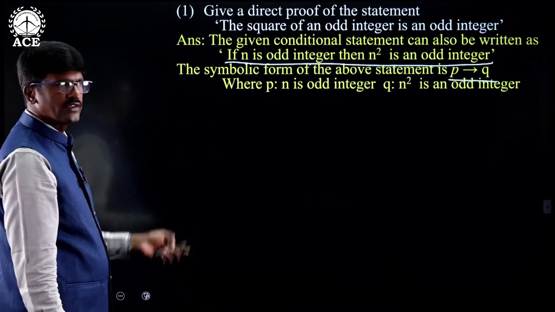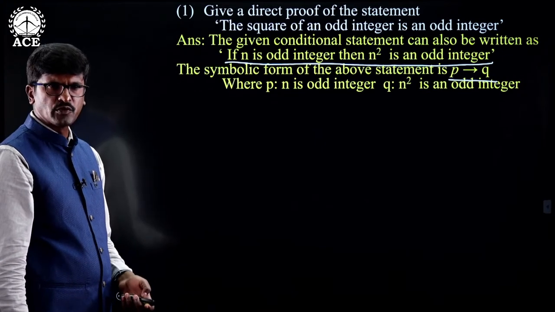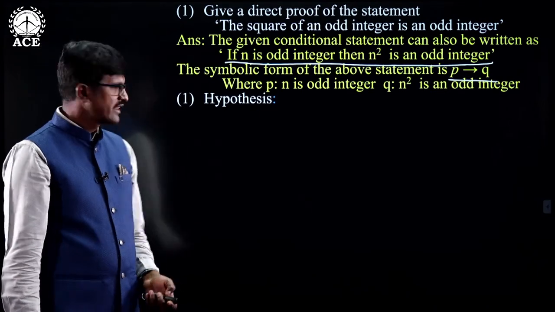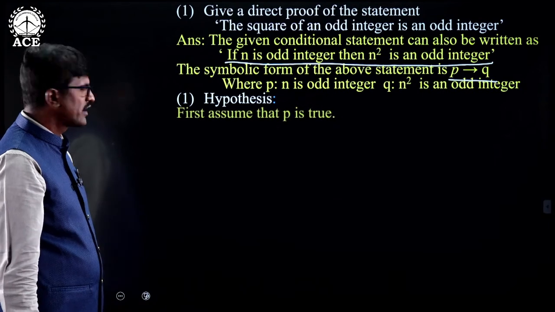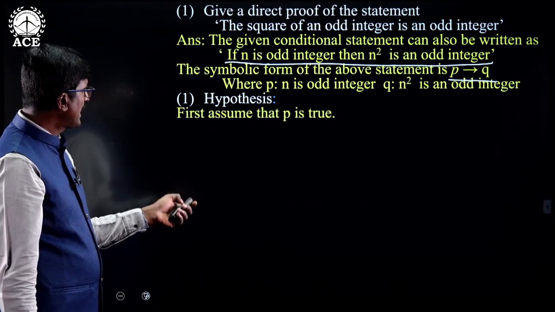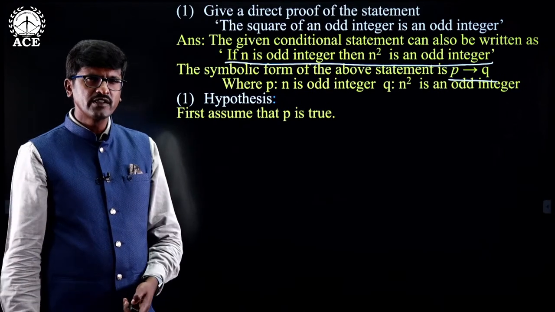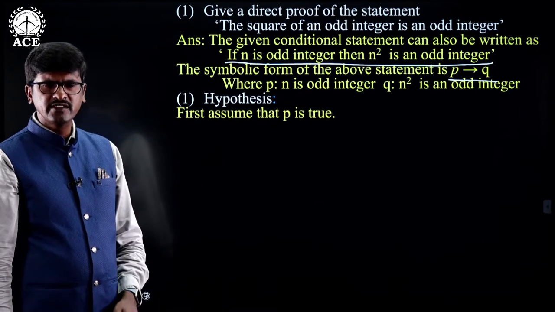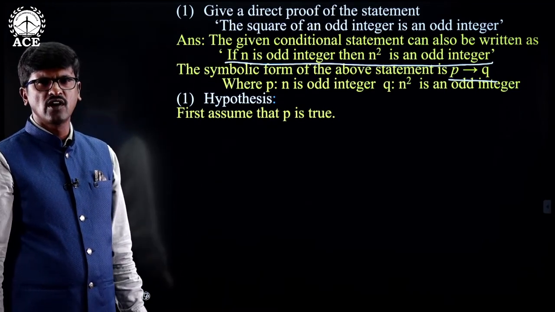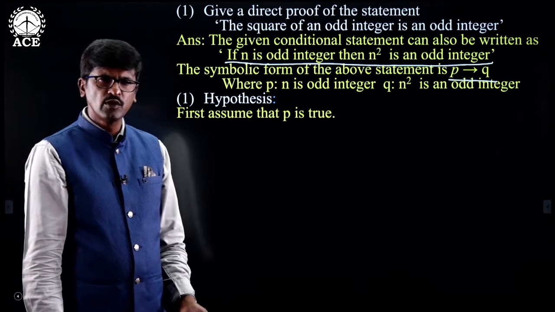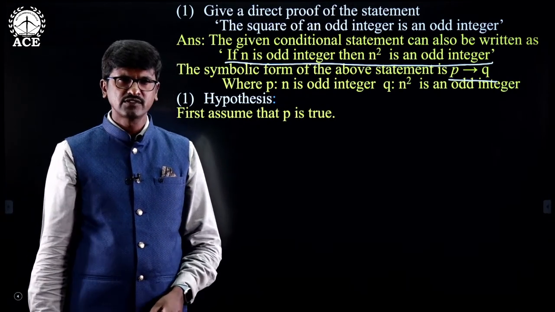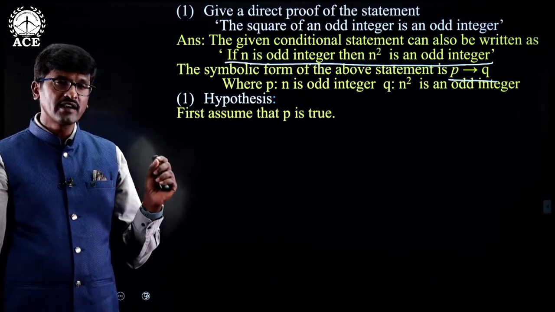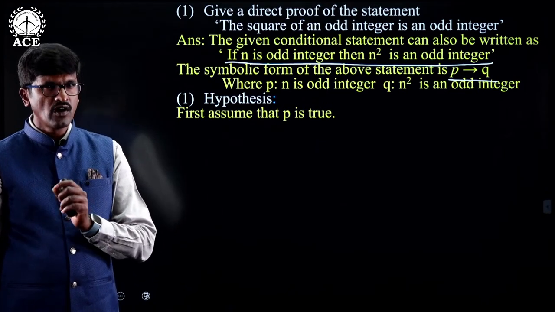Now we will prove it with the help of direct proof. The direct proof has three steps. The first one is hypothesis. In the hypothesis, we have to assume that P is true. What is P? n is an odd integer. How do we say whether the given integer is odd or not? Any integer which is divisible by 2 is called an even integer. If it is not divisible by 2, then it is called an odd integer.